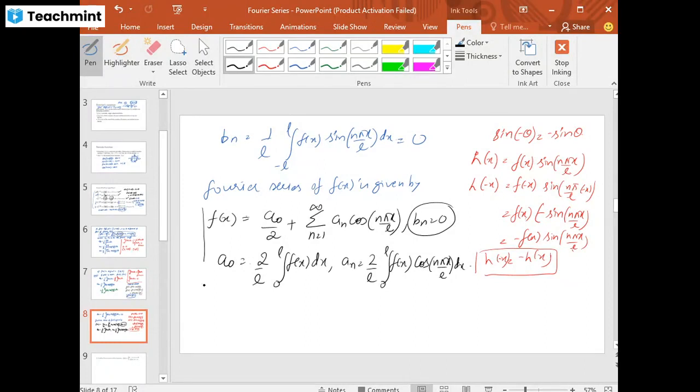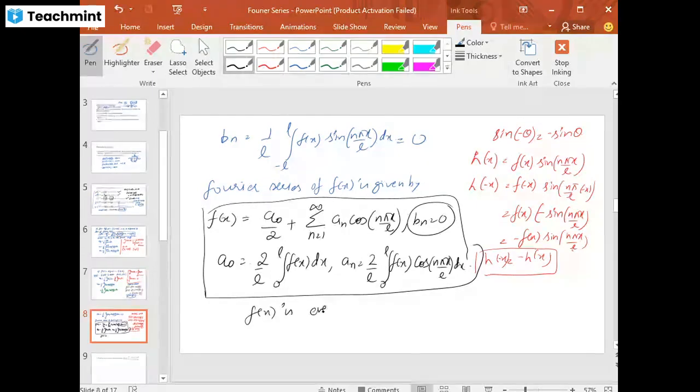So this is the case if your function is defined in the interval minus L to L and your function is an even function. If your function f of x is an even function.